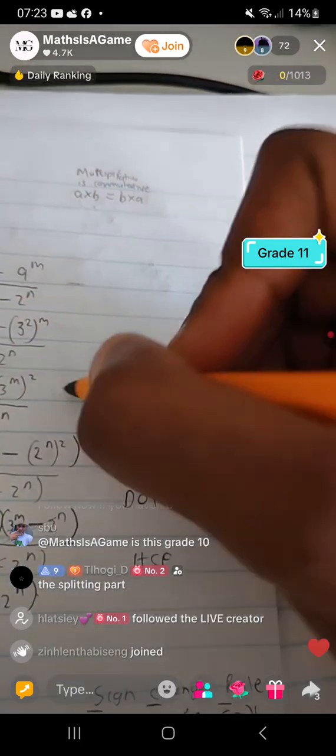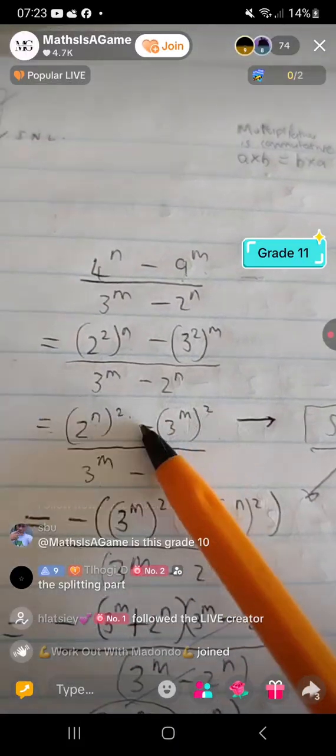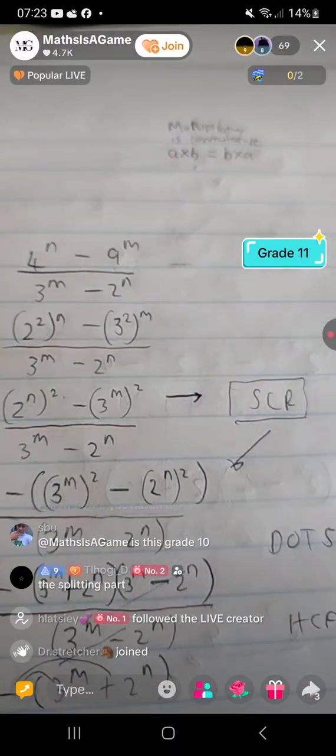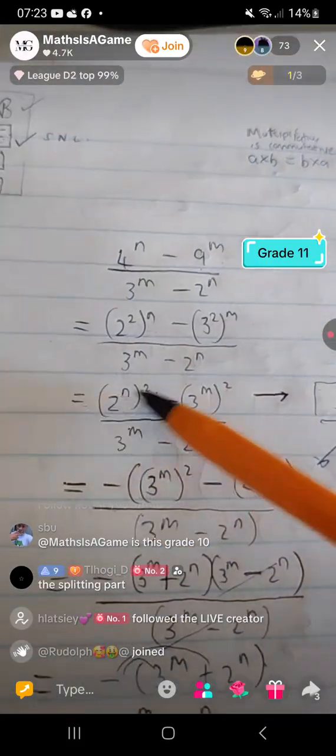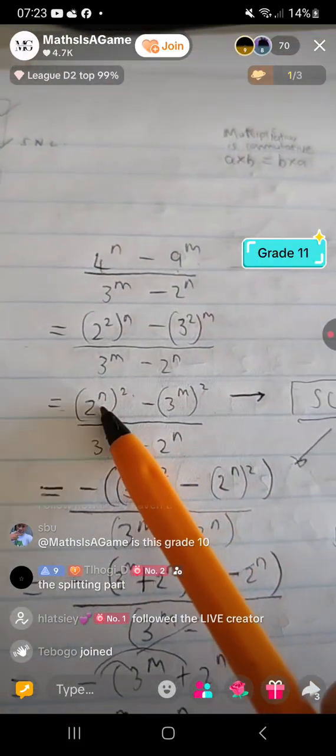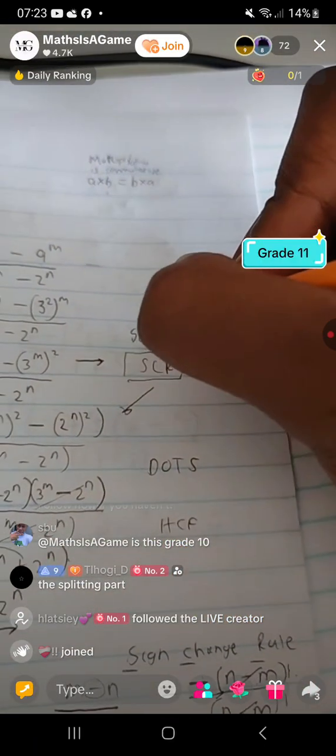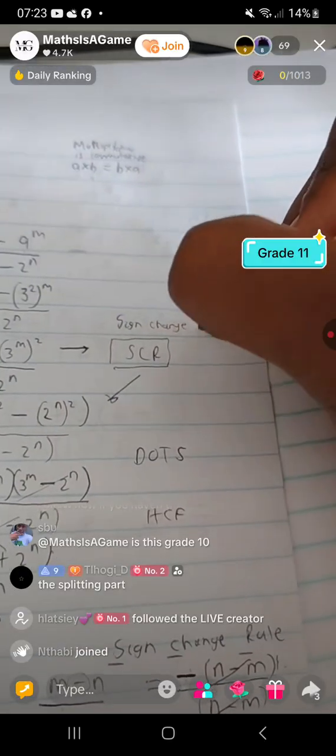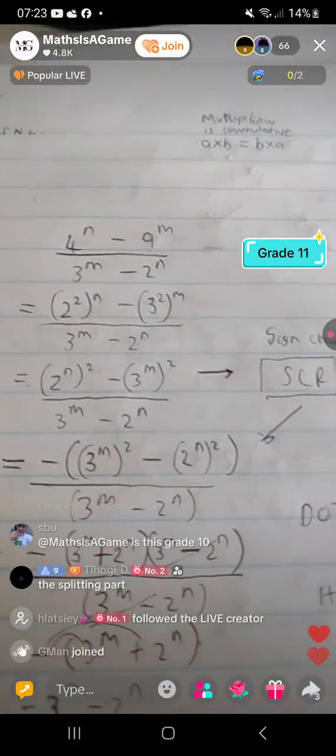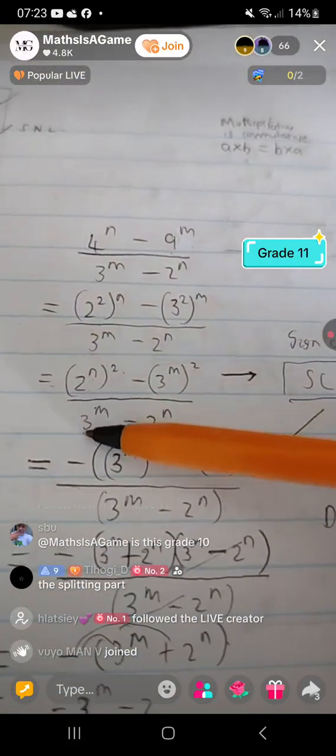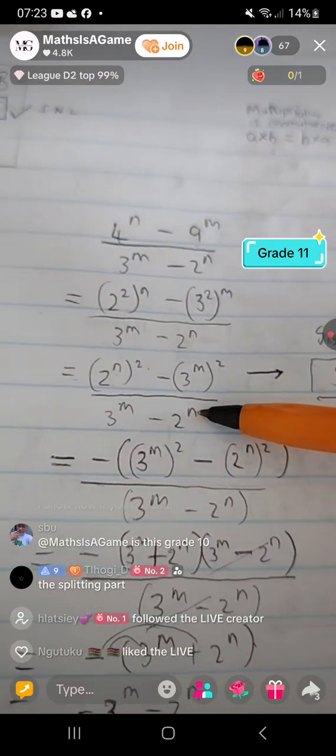Then we apply, because remember, with factorization, guys, grade 11 learners, the steps that you go through when you are factorizing is you first ask yourself, when you are looking at the terms: is there a need to apply what we call the sign change rule? By sign change rule, we are looking at the expression in the denominator. It is 3 to the power m minus 2 to the power n.